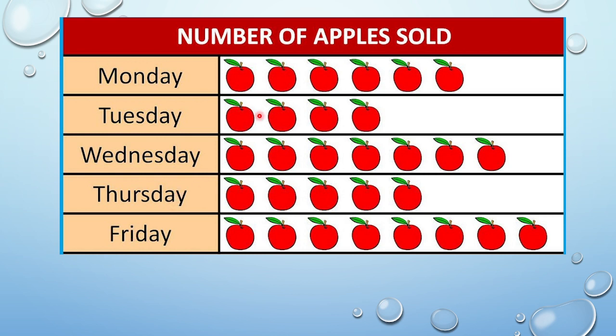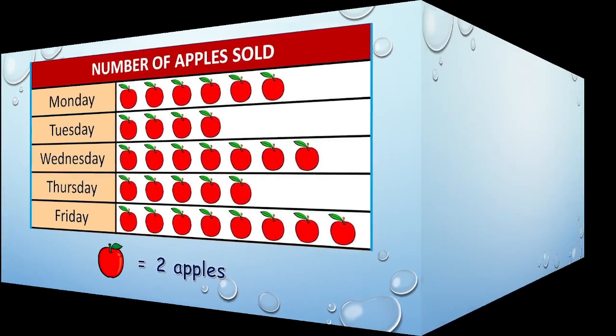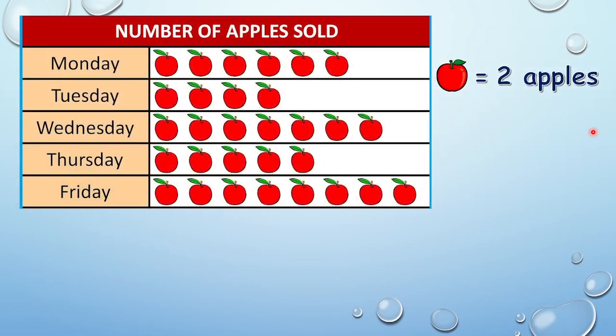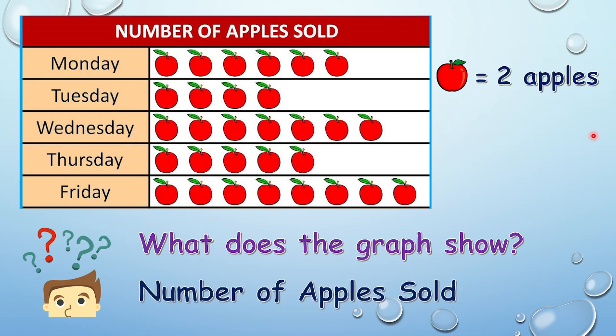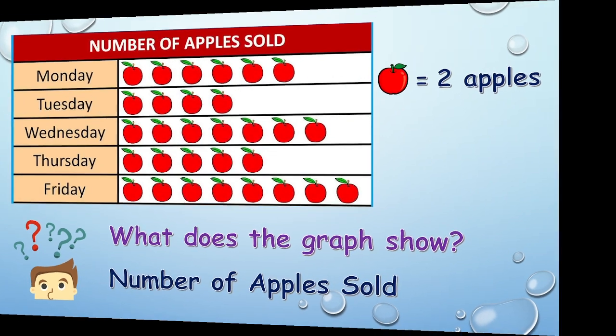So one picture of an apple is equal to 2 apples. If you see this one, it means 2 apples, 2 apples, 2, 2, 2, 2. All right? Okay, so let's have some questions about this. First, what does the graph show? It shows the number of apples sold.